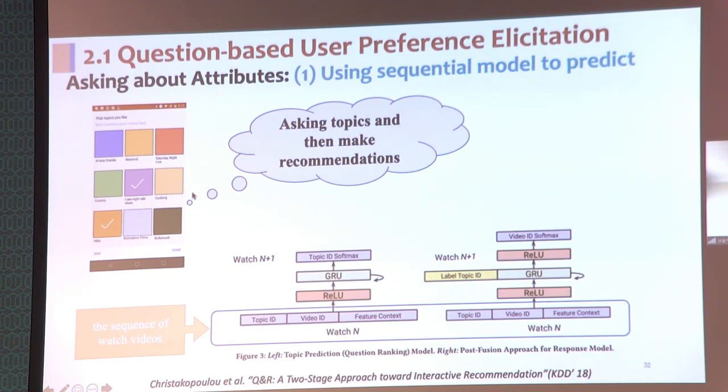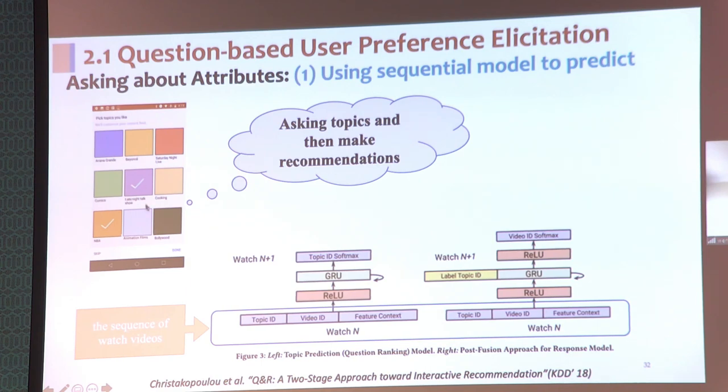Let's look at a real story from YouTube. Here in the left part of the slide, we show a toy screenshot from YouTube. Several years ago, YouTube conducted an experiment where, when a user logged in to the YouTube app, YouTube would pop up a box to ask the user to choose the attributes or topics that he's interested in. After the user chooses the attributes, the system makes recommendations according to the user's choice.